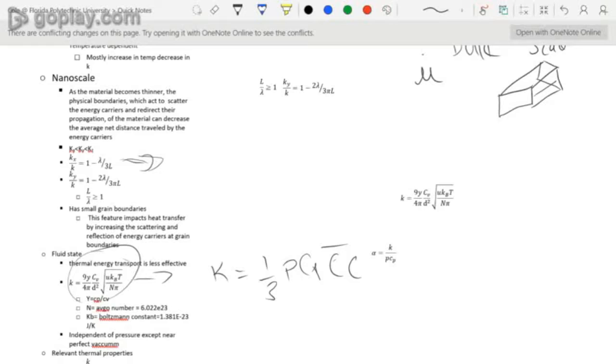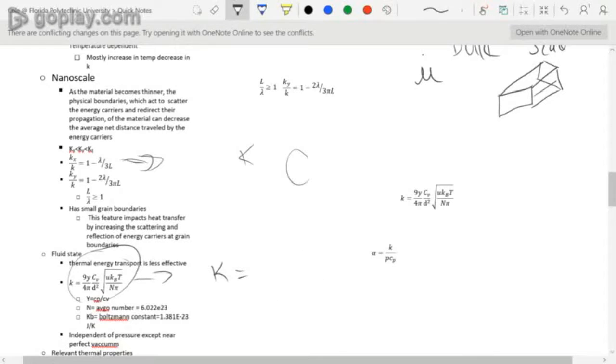But the nanoscale material still has greater thermal conductivity. Metals still usually have a greater thermal conductivity than that of the fluid state. So the fluid state is less effective in the thermal conductivity.